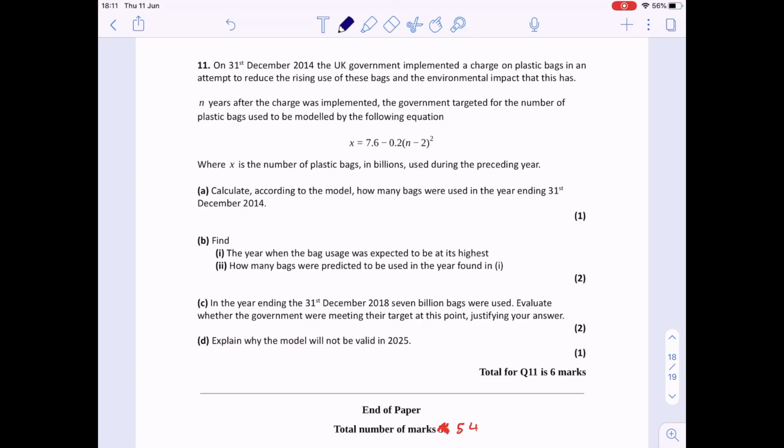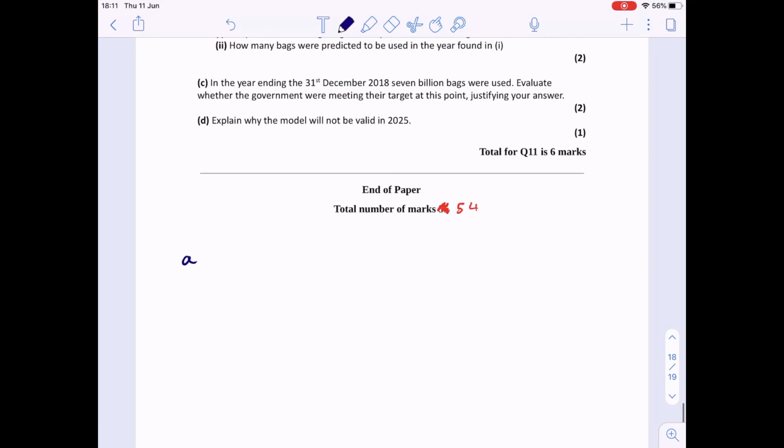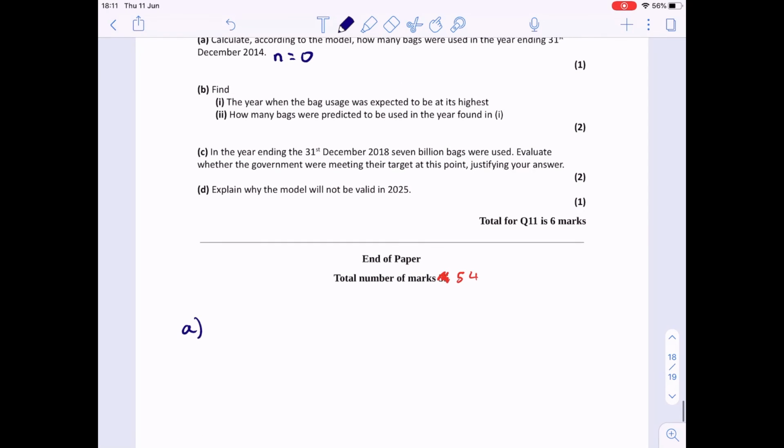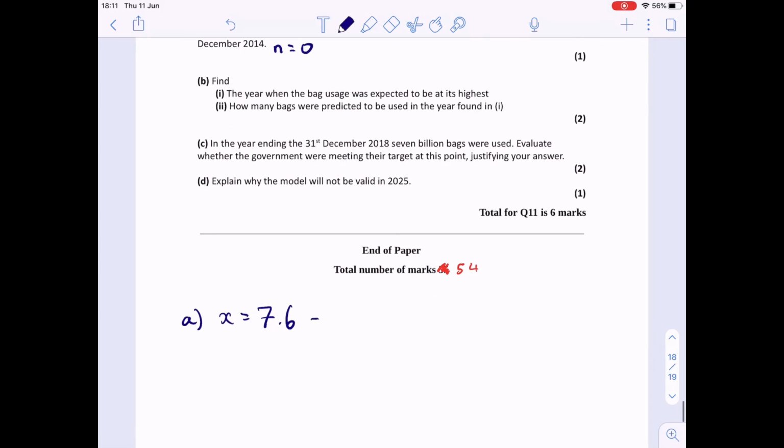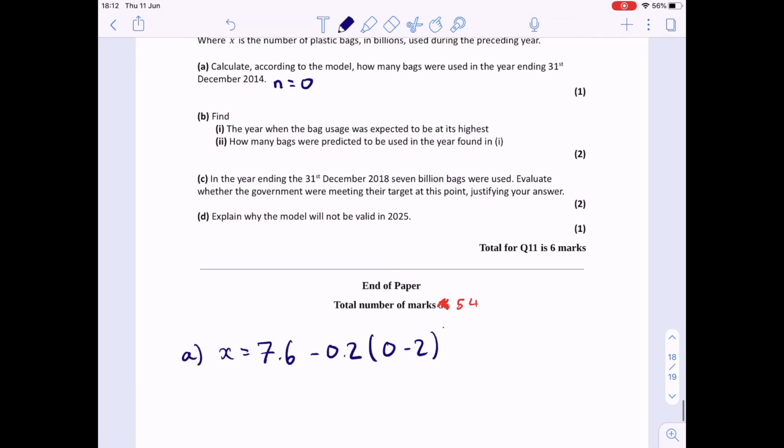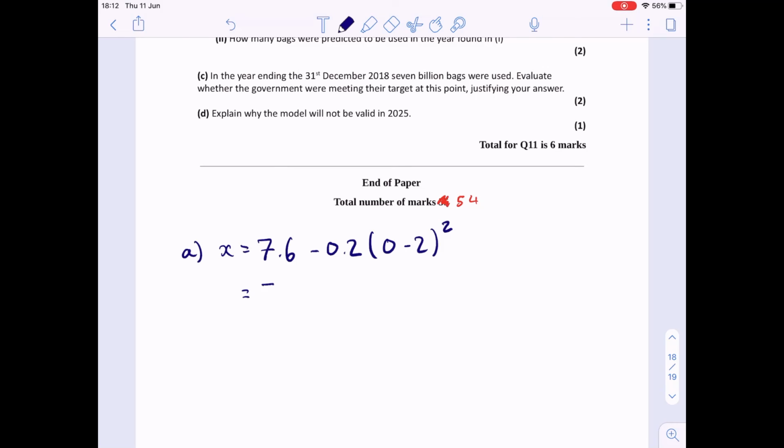Calculate, according to the model, how many bags were being used in the year ending the 31st of December 2014. So that's when it started, so that's going to be n equals 0 for this particular case. So let's just say A here. So this is going to be x equals 7.6 minus 0.2 brackets 0 minus 2 squared.